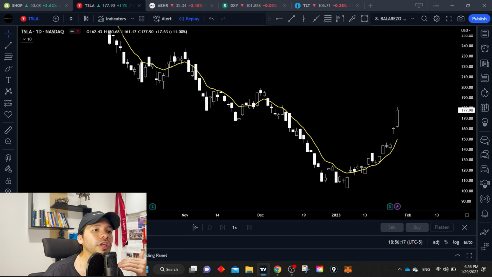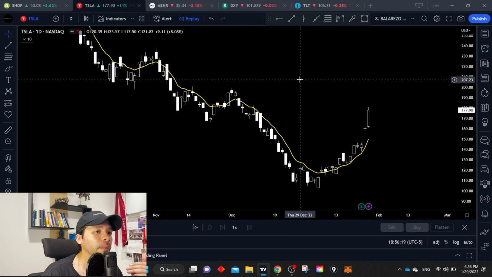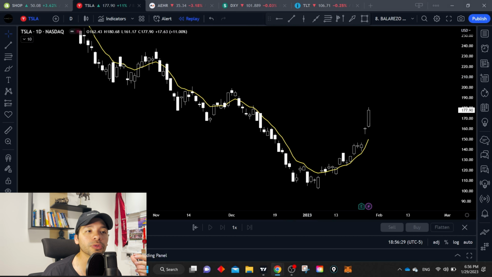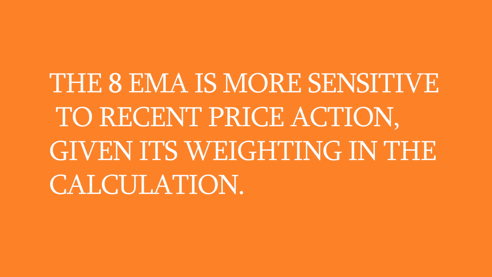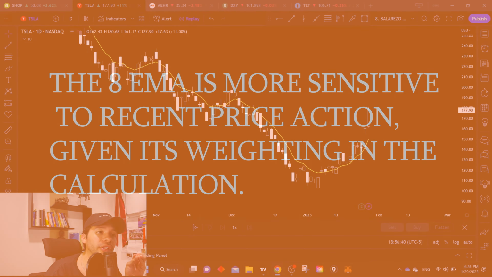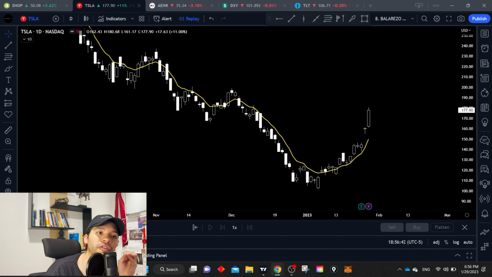Now, if we continue to move forward, the question arises: why does the 8 exponential moving average act as a fast, responsive moving average? And the answer is really simple. It's because, in contrast with the simple daily moving average, the exponential moving average actually uses something that is called the exponential smoothing factor.